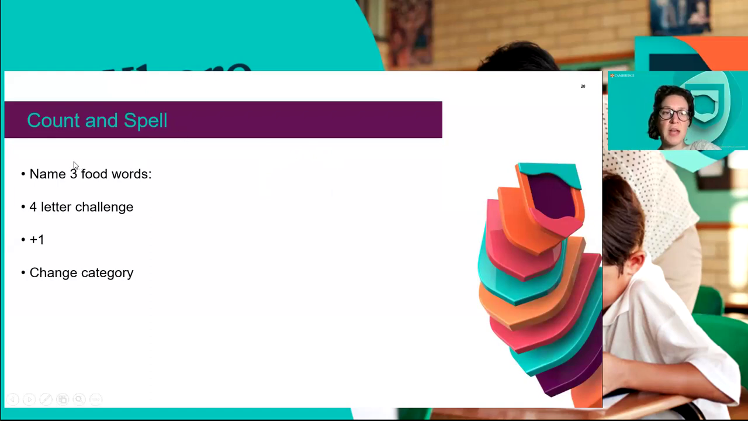For example, I choose category food. Name 3 food words, but it might be very easy for students to do this when they know all the words. So you add a challenge. It can only be 4-letter words. Yes, 4-letter words. So it would be beans, peas.